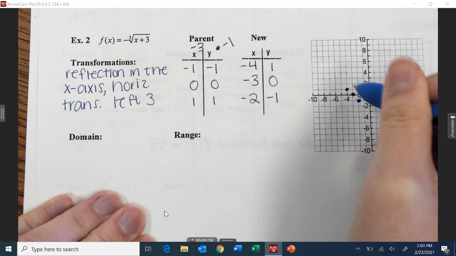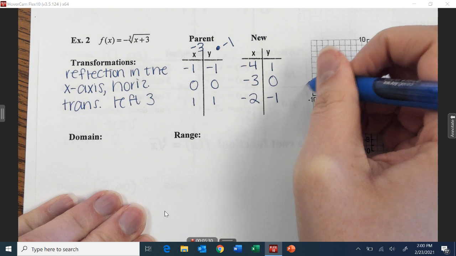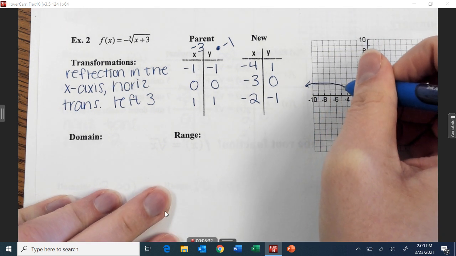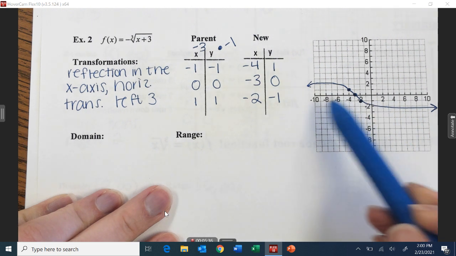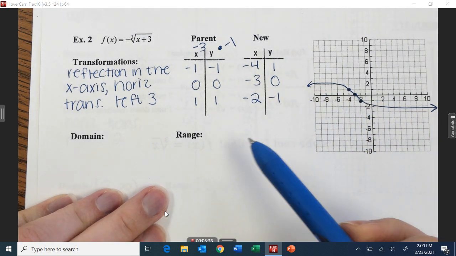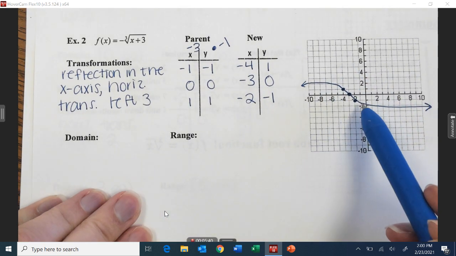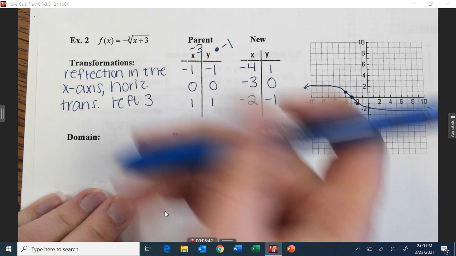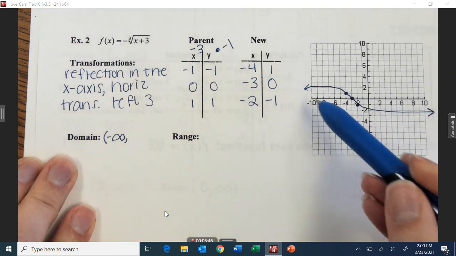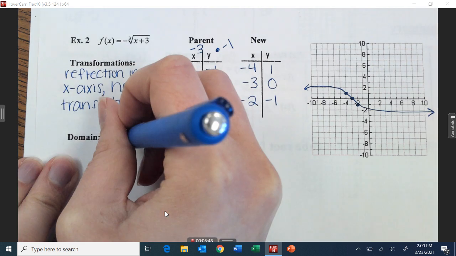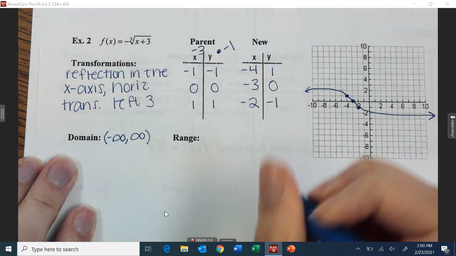Keeping in mind, I know it looks like a straight line. We've only plotted 3 points. You want to make sure you get that kind of stretched out S shape, or backwards S in this case. For the domain, I am continuing left forever, so that's a negative infinity. I'm also continuing right forever, so that's a positive infinity.